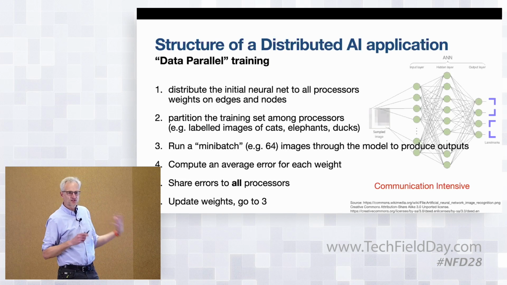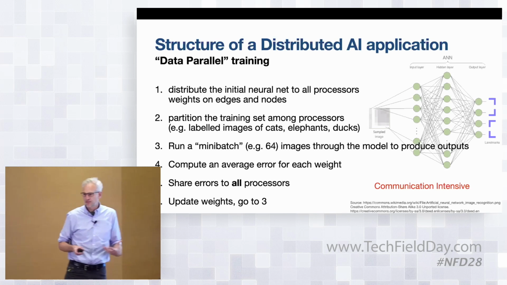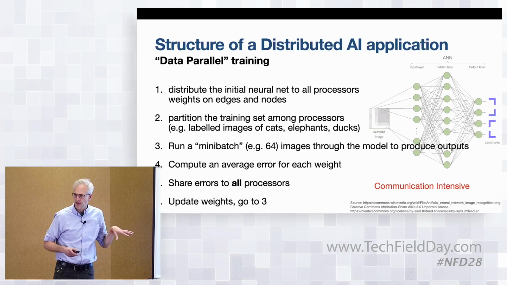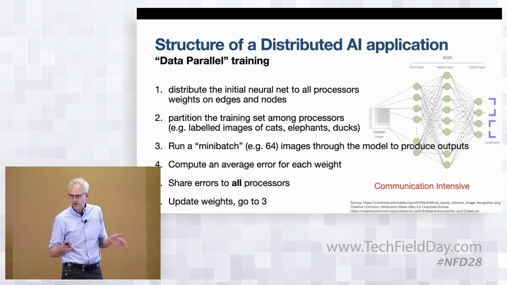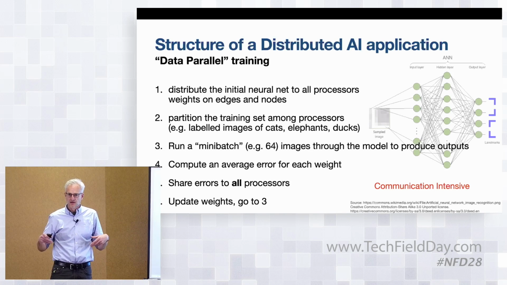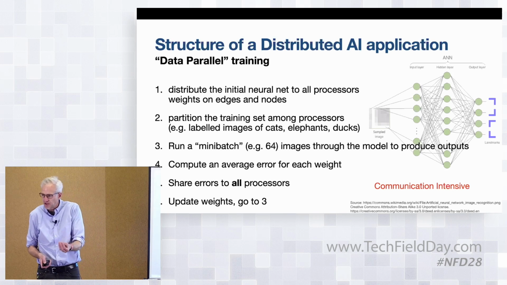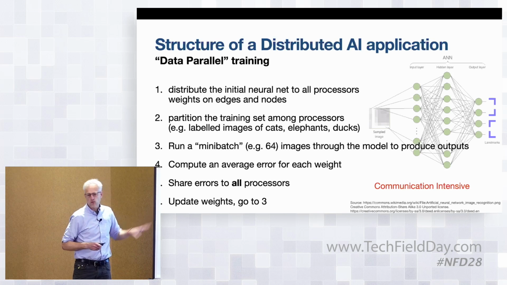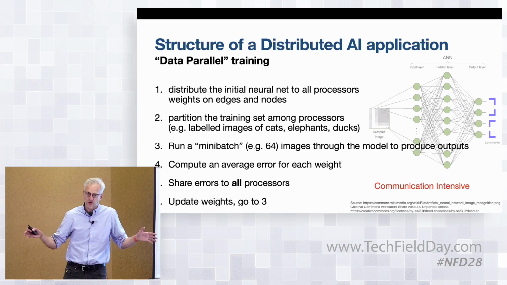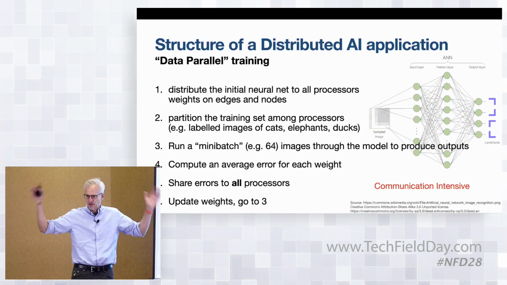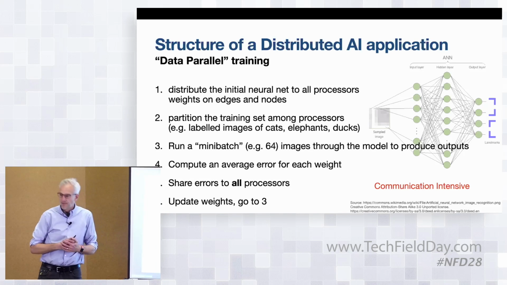So this is the structure of a common distributed AI application. What in the industry is called data parallel. There are other forms of parallelism, like model parallel, but this is data parallel. This is how I get really big models with really large training sets to work, when I can't run it on a single CPU or even a single GPU, because GPUs are very powerful. In this data parallel model, the way it works is you distribute an initial neural net, maybe that complicated deep neural net I showed you for image classification of radiology data, to all the processors.